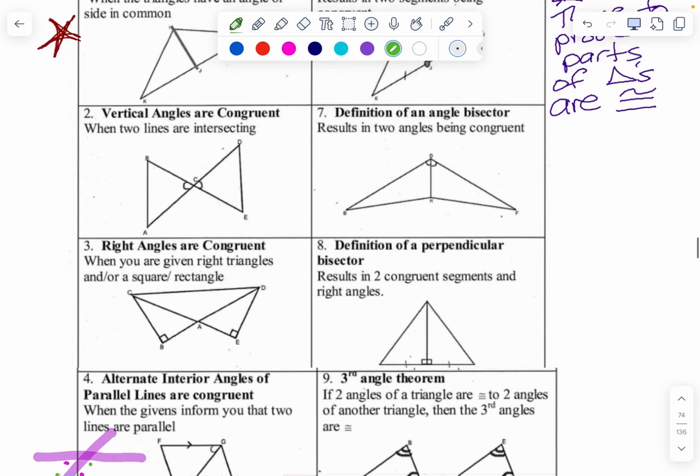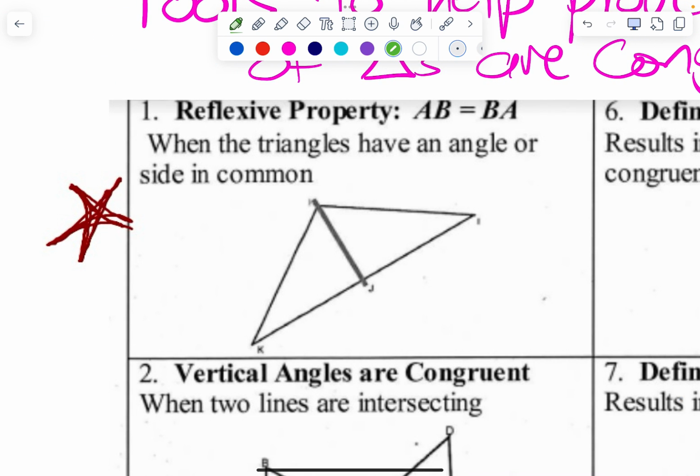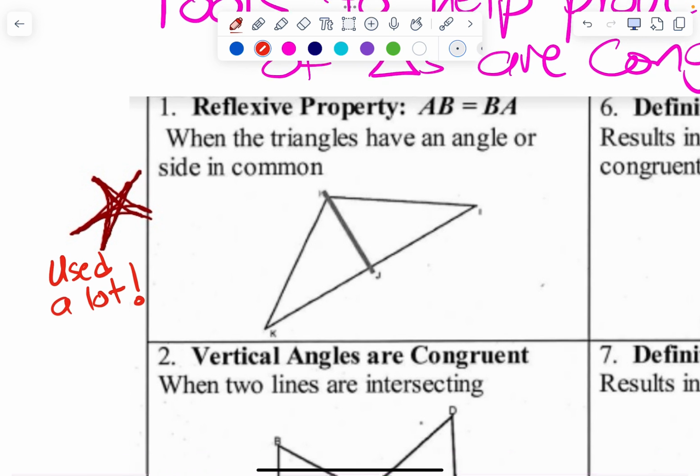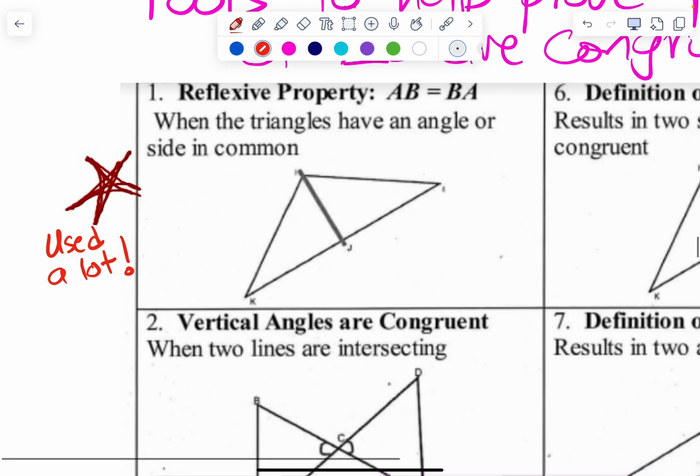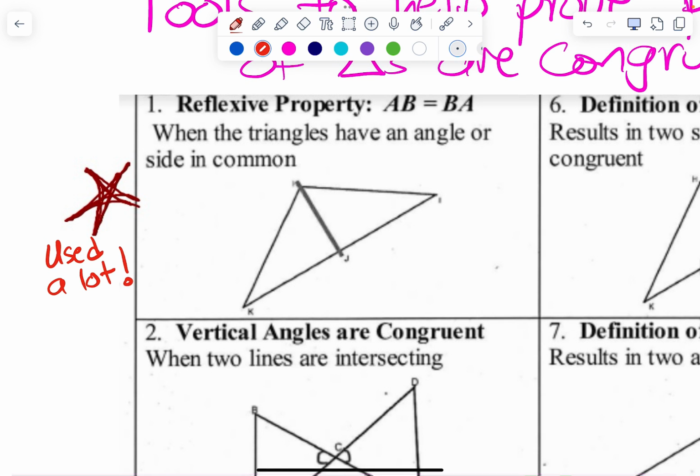All right, and then finally go back to that top left one. This one is really important. Put a star and say something like, this is used a lot. Now I realize that at least on mine, the drawing is kind of hard to read. So put an A and a B to make sure that middle segment is clear. Here's what it says. Basically, either a segment or an angle is congruent to itself. That's what it says, and that makes sense.